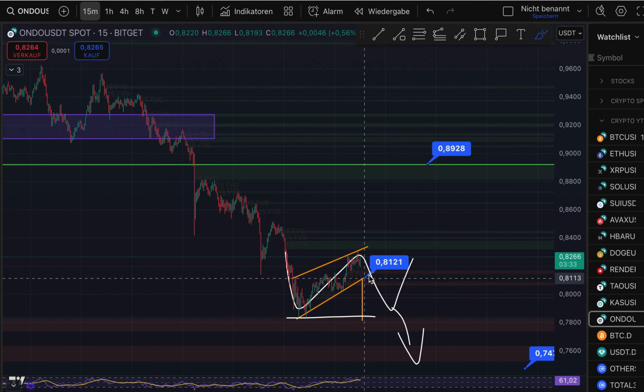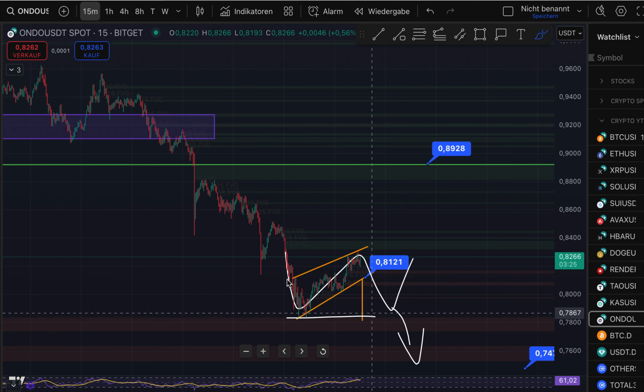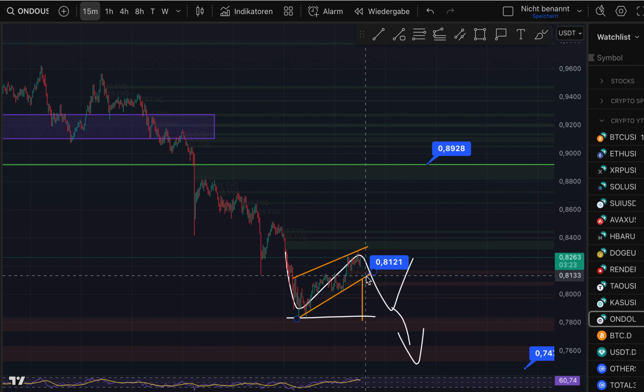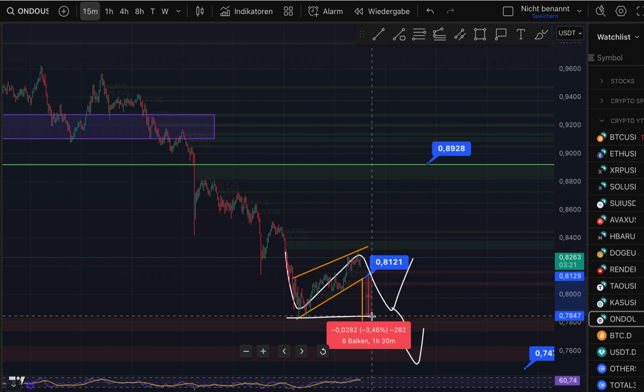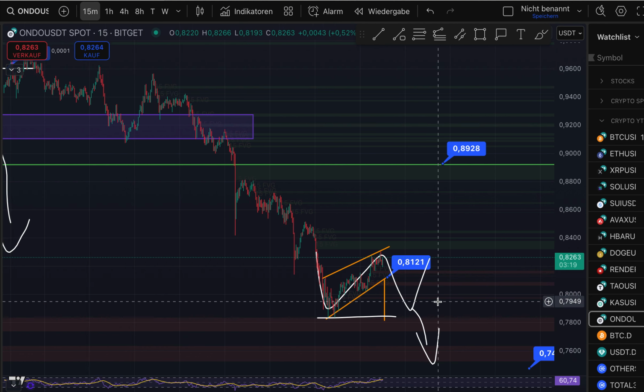Like I said, I just have here one chart pattern, 81.2 cents. If they hold, everything is fine. If they break to the downside, then a short trade is possible. And this would be still 3.5% without leverage.